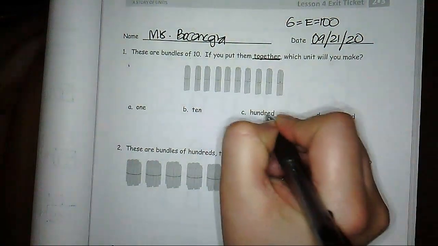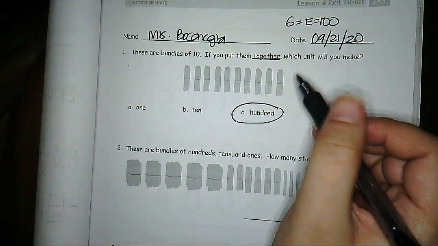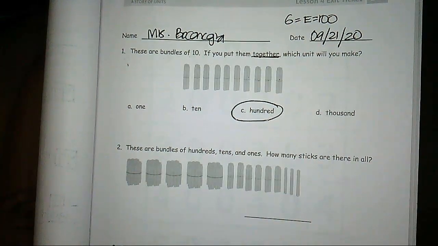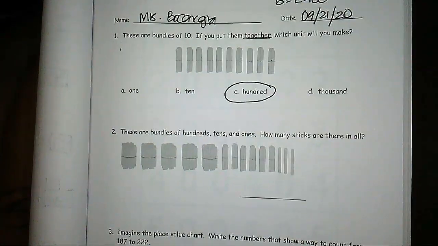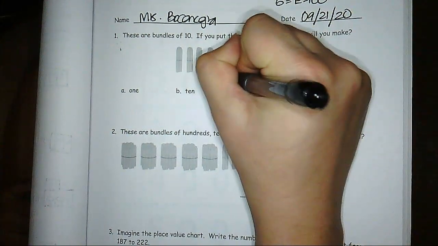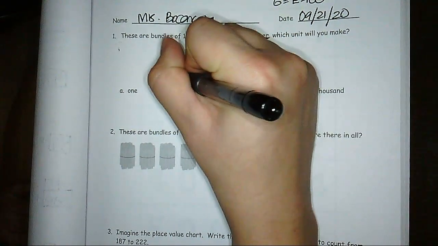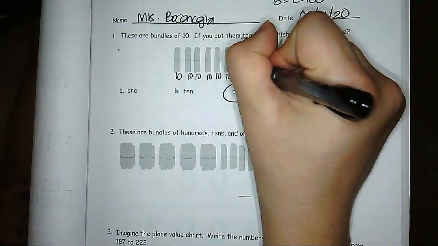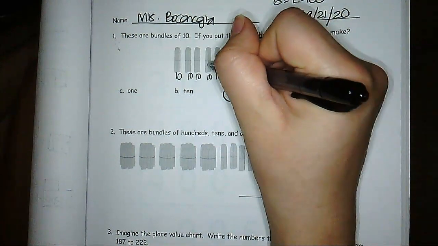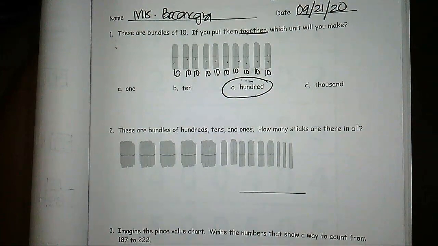Yes, boys and girls, they make 100. Kiss your brain if you got it correct. Because watch, 10, 10, 10, 10, 10, 10, 10. You can go 10, 20, 30, 40, 50, 60, 70, 80, 90, 100. The unit you make is 100.